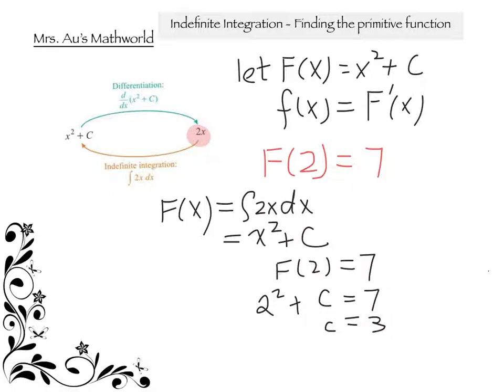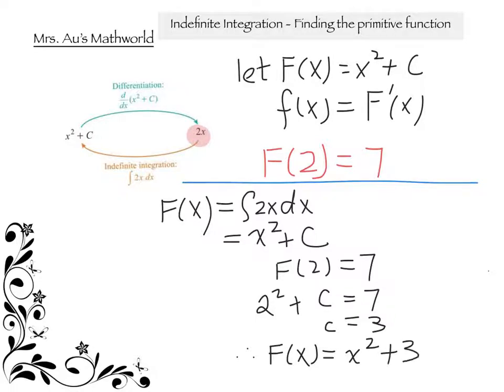So what are we finding actually? When we know the information of c, that means we are able to know what exactly the primitive function is. So the primitive function is x squared plus 3. The objective of this part is to find the primitive function. And if it is y equals F of x, then we will have the equation of y.